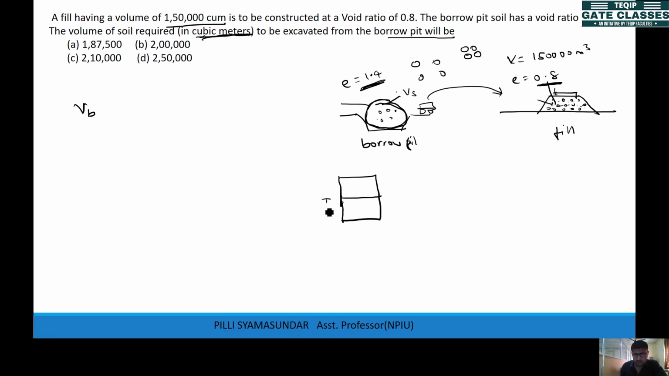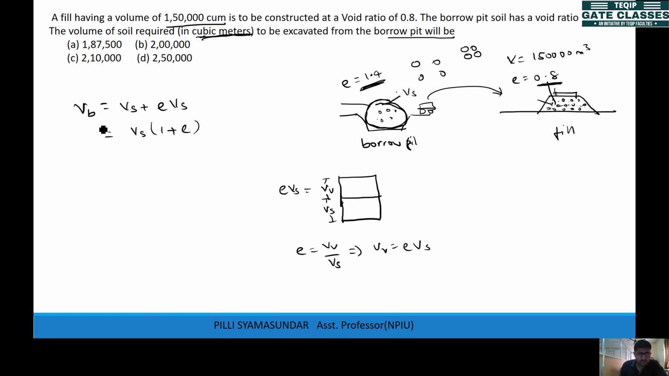So this is the solids volume, and this is the voids volume, combined water and air, right? So this voids volume I can write as e times Vs, because e is Vv by Vs, the volume of voids to the volume of solids. So I can write Vv as e times Vs. Now the total volume is Vs plus e times Vs. If you take Vs common, this will be (1 plus e) times Vs.